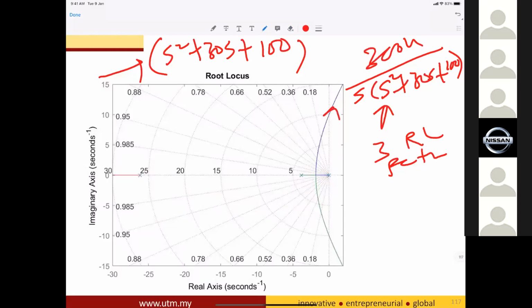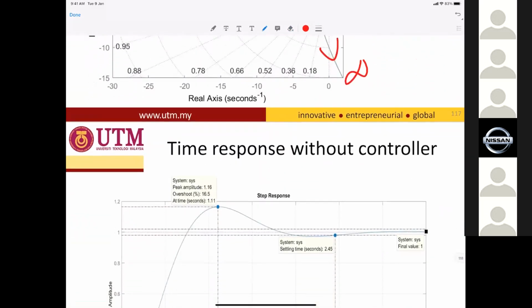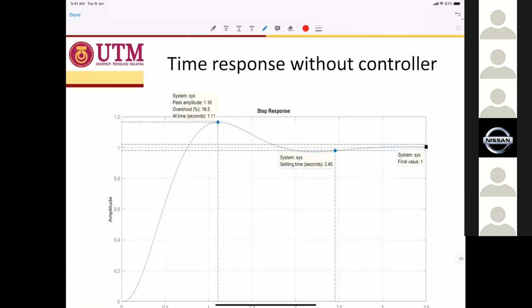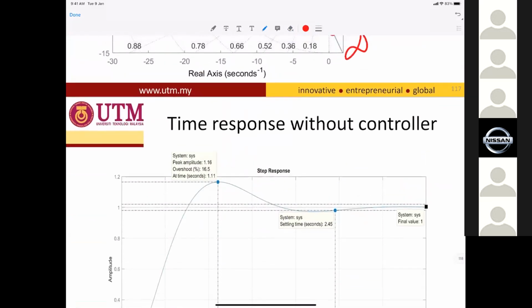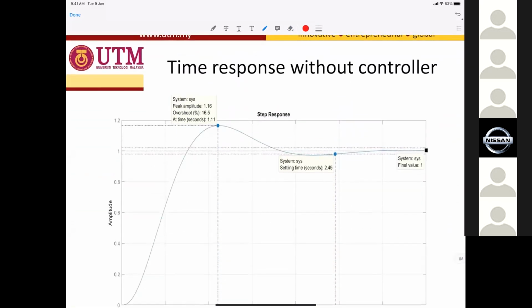So you have a root path 1, path 2, ended at infinity. This one ended at infinity. This one is without a controller. Then we find the time response of this. The time response is based on the closed loop transfer function.